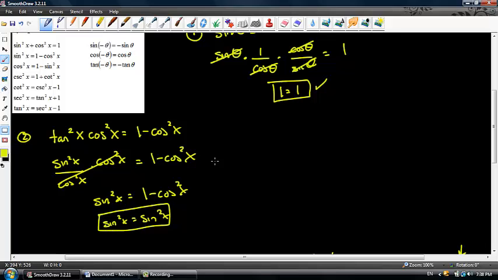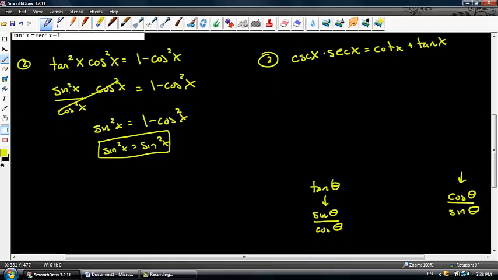Alright, let's do another one. Let's make it a little more difficult. Let's see, cosecant of x times secant of x equals cotangent of x plus tangent of x.